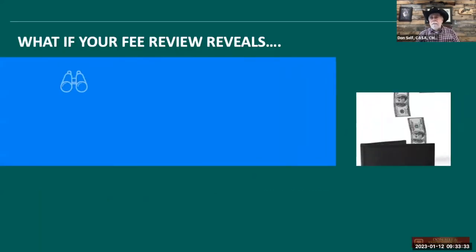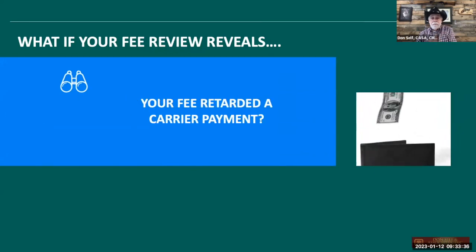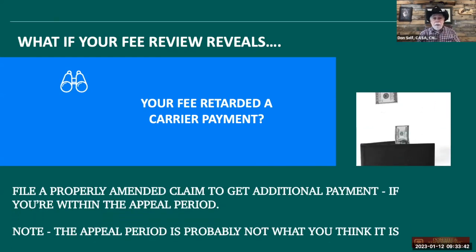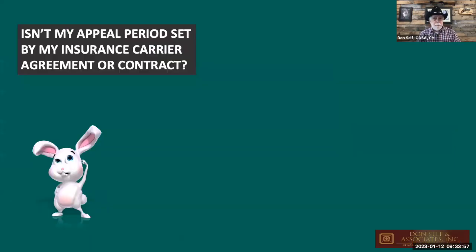What if your fee review reveals that you've been reducing carrier payments in the past because you've been charging less than you should? Well, you can file a properly amended claim to get additional income if you're within the appeal period. Note, the appeal period is probably not what you think it is. You might be thinking, but I've got a 30-day appeal period, and we're beyond that. You may not have a 30-day appeal period.